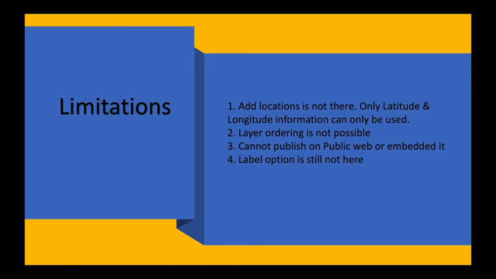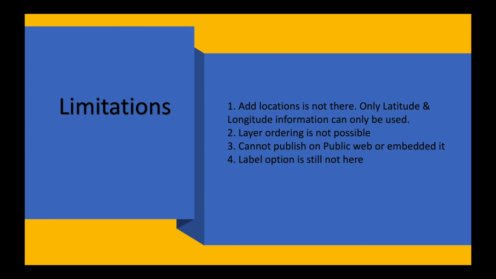And as Azure Map Visual is currently available only in preview, there are certain limitations. The very first one is that add location is not there. Only latitude and longitude information can be used right now, but maybe it's going to come in future. Secondly, the ordering of the layer is not possible. If I'm using one tile layer and I want to do the ordering of this one, that's also not possible.